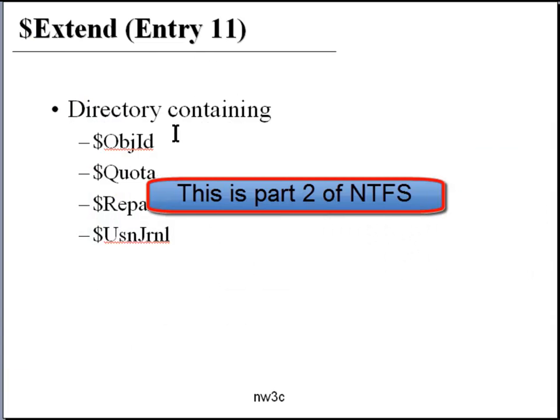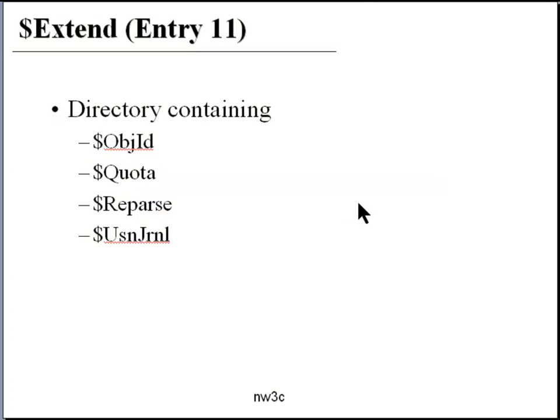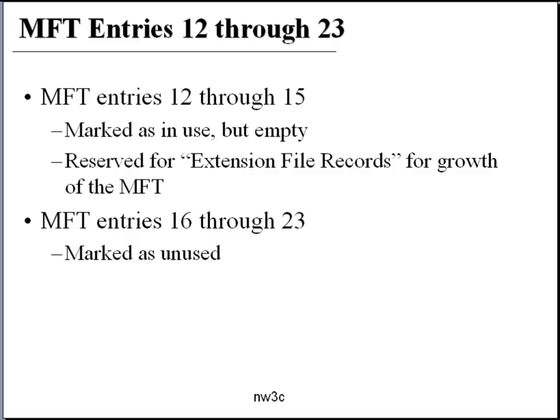And we have extend, which I'm going to skip over because I've never found a use for this information. Okay, master file table entries 12 through 15 are marked as in use but are empty. They're reserved for growth of the master file table. 16 through 23 are unused.